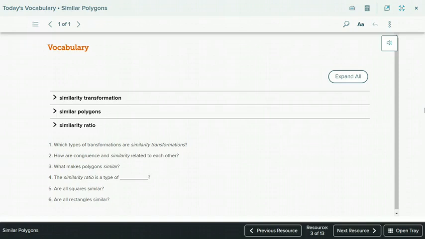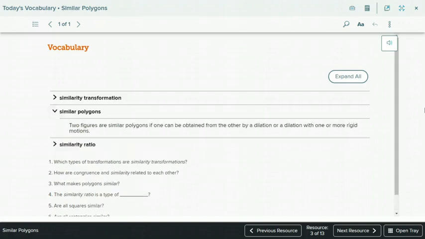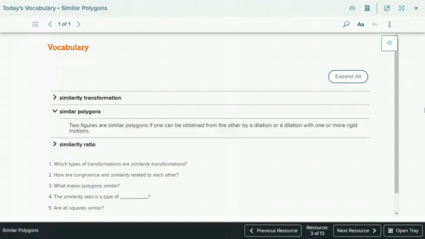And then we're just going to do one of these words, and I'll read it a couple times. We're going to write down the definition for similar polygons. And remember, a polygon is just any kind of shape that doesn't have a curved part to it. So a circle wouldn't be a polygon. Okay, so here's our definition.